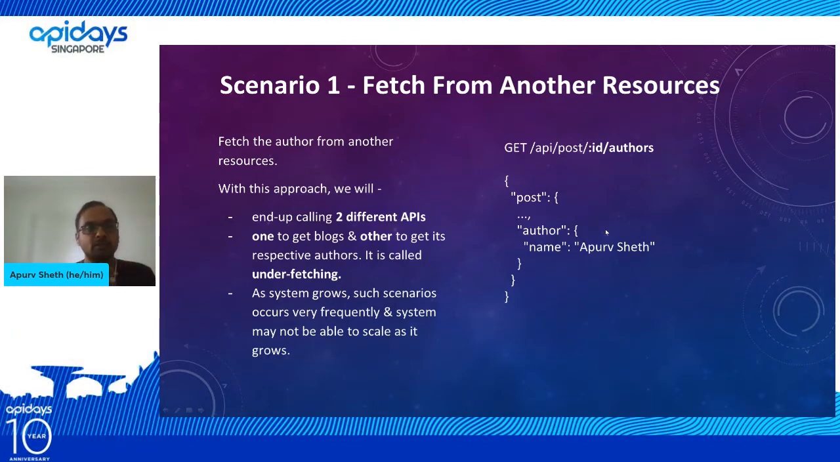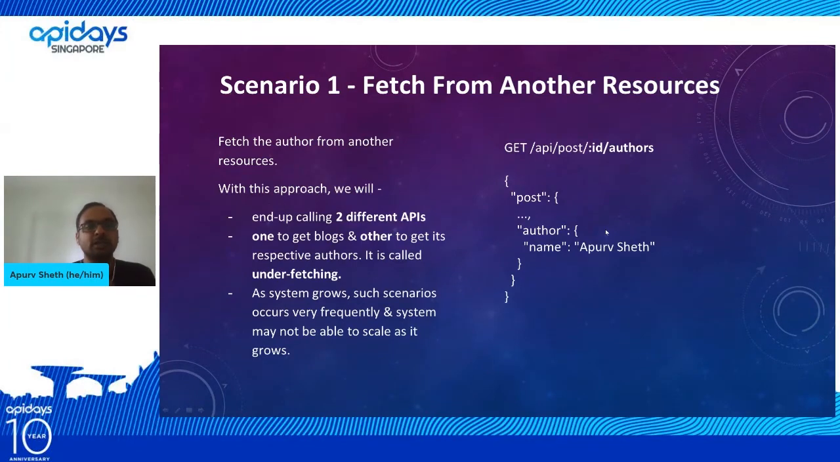To summarize, in this scenario we will end up calling two different APIs: one for getting the latest blog posts, and a second to get the author details for the respective blog post. That results in underfetching, because the existing API is not providing us the required data, and second, we have to write a new API since the existing API doesn't return the required data, the author in this case. So it results in an underfetching.